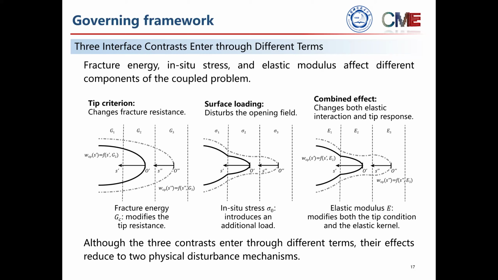However, from the viewpoint of the evolving fracture field, they can be reduced to two physical disturbance mechanisms. A change in local tip asymptote, and a jump and redistribution in the opening gradient associated with surface loading and elasticity.